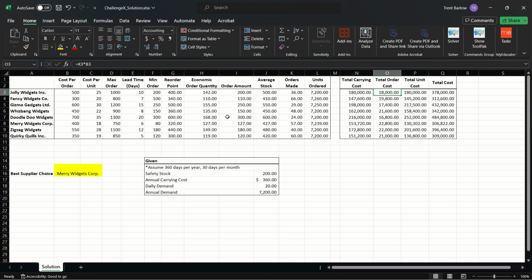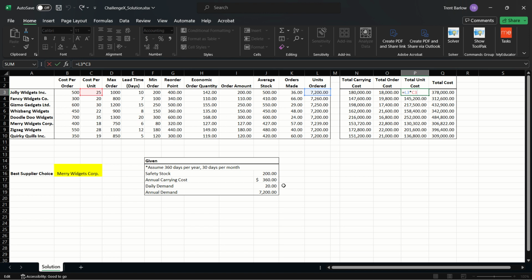The next calculation is total order cost, and that's just going to be your orders made, which is 36, we calculated that earlier, times the cost per order. Again, these cost calculations will be pretty simple. We did a lot of the hard math earlier. And then total unit cost is just going to be the cost per unit the supplier is going to sell them to us, in this case $25 per unit, times however many units we actually order, which is 7,200.